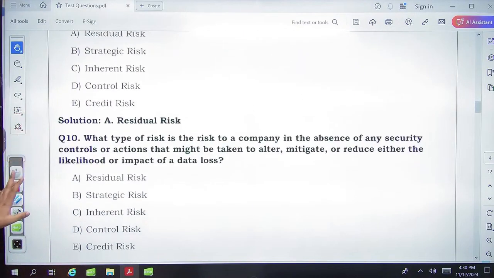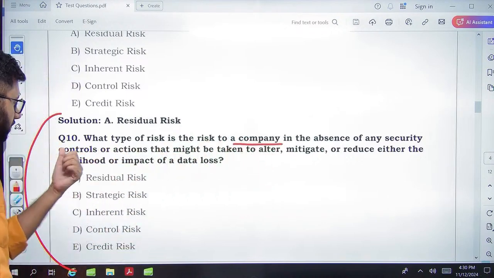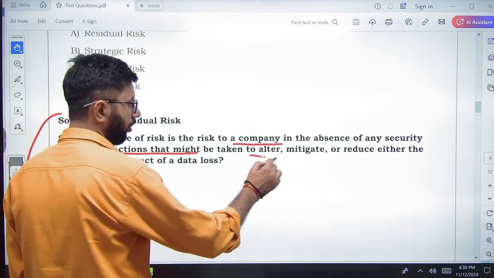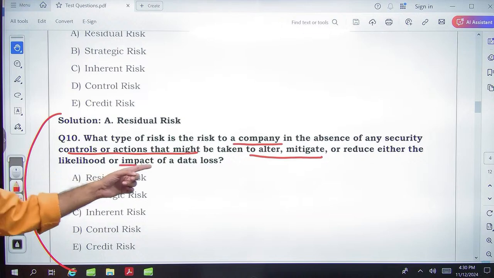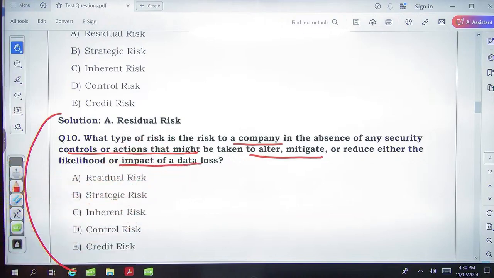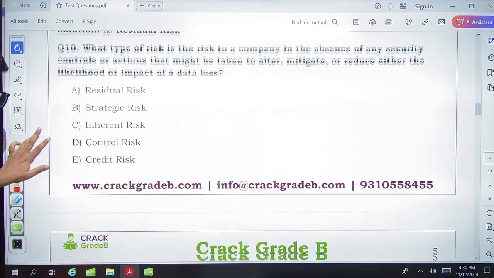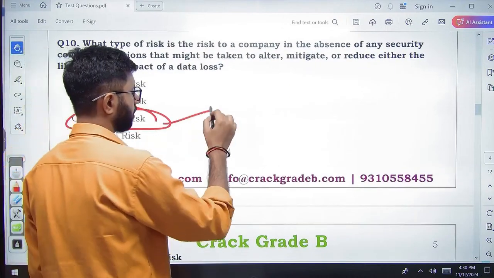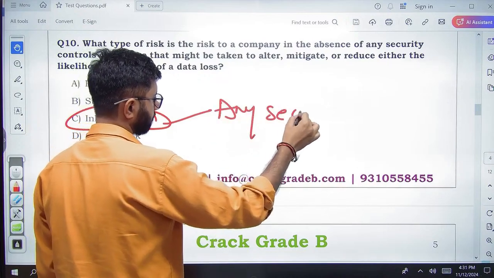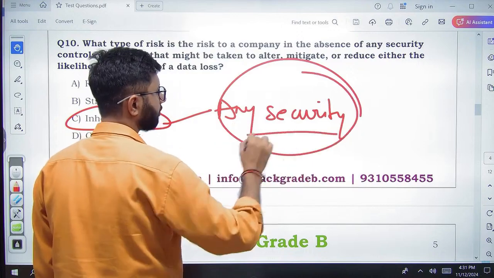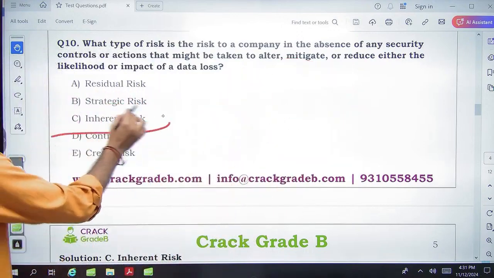Next question, what type of risk is the risk to a company in the absence of any security control or actions that might be taken to alter, mitigate or reduce either the likelihood or impact of a data loss? मतलब कोई security नहीं है तो उस केस में what type of risk they are being exposed to? What do you think is the correct answer? So here the correct answer is inherent risk. Okay, if you do not have any security system, which if it would have been there, could have protected you from all those risks, then you are suffering from inherent risk.